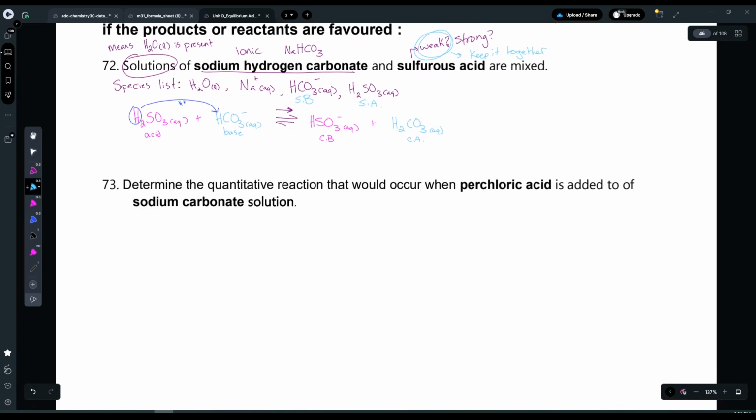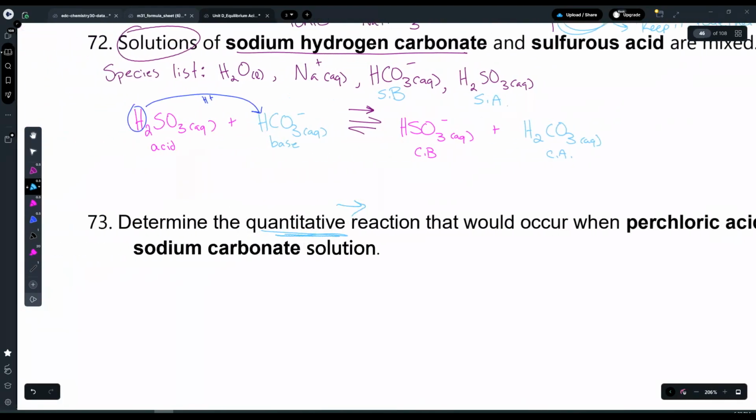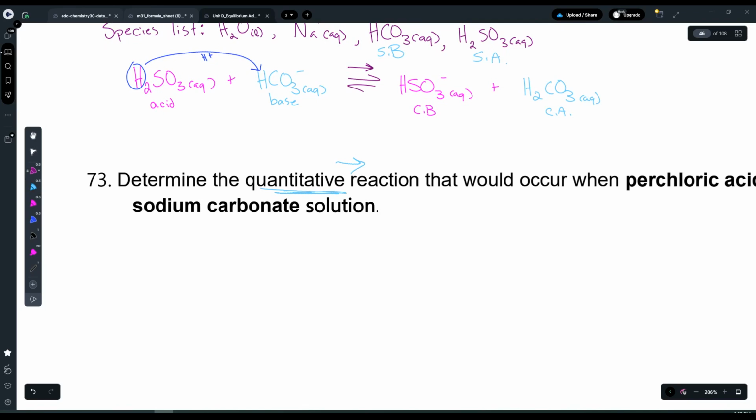Okay, let's do the next one. It says determine the quantitative reaction. So that means we're going to be using the forward reaction arrow. That would occur when perchloric acid is added to, I think there's a typo here, added to a sodium carbonate solution. Okay, so quantitative, and we've got perchloric acid. So let's start off with our species list.